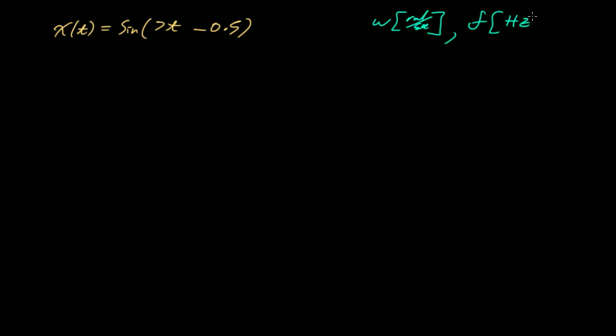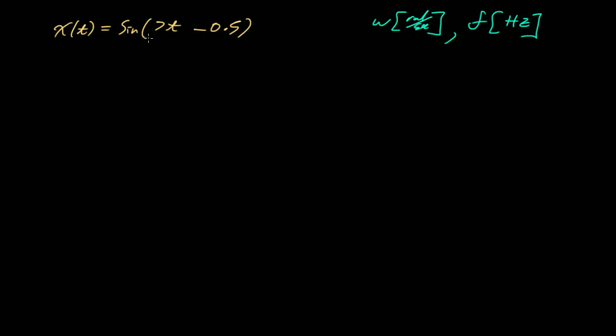We're given a sinusoid function, the sine of 7t minus 0.5, and what we want to do is figure out what our omega is in radians per second, and also what our frequency is in hertz. Those are actually both units of frequency. But anyway, this is the problem. If you want to pause the video, now's a good time.